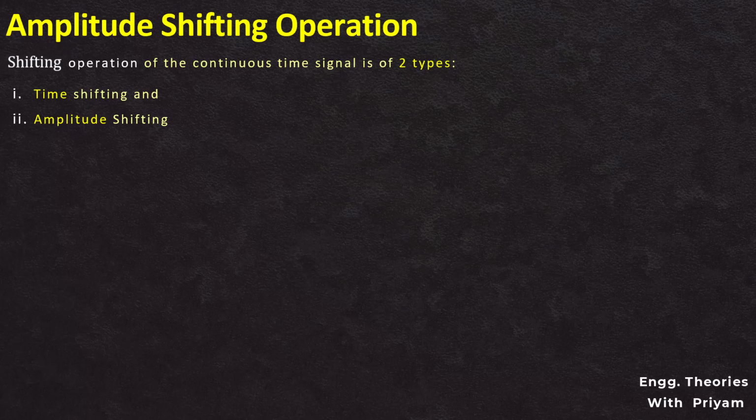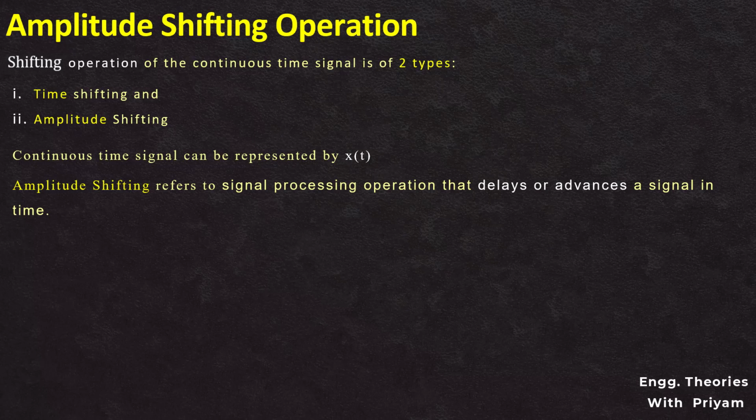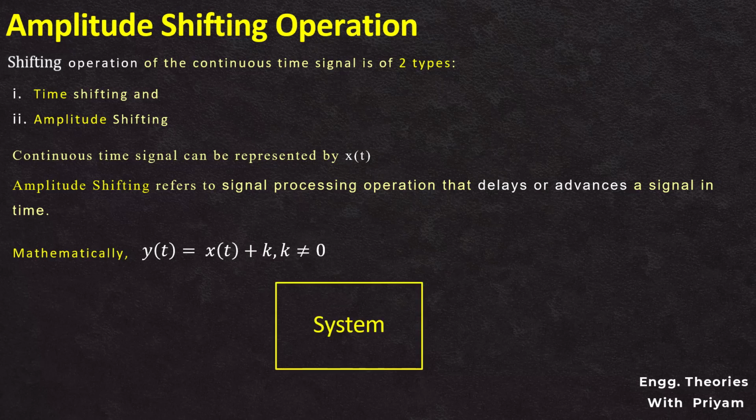We know that a continuous time signal or CTS is a function of independent variable time t, and it is defined for all the values of this independent variable t. Continuous time signal can be represented by x(t), where x is the dependent variable and t is the independent variable. Amplitude shifting operation is a signal processing operation that shifts the signal either upwards or downwards in amplitude by real constant k. So mathematically it can be shown as y(t) is equal to x(t) plus k, where k cannot be equal to 0. Let's consider a system which does the shifting.